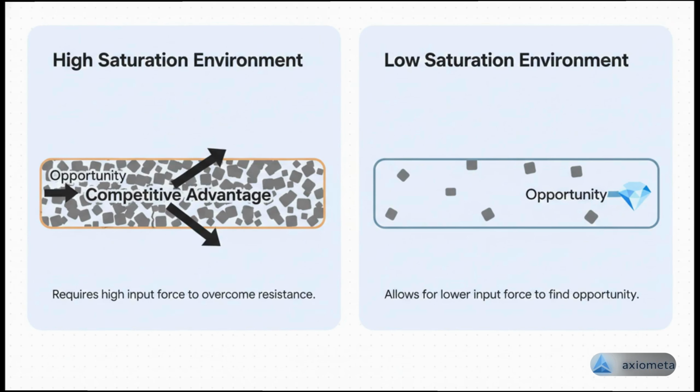Market saturation is a really critical variable that changes the system's dynamics. A high saturation environment, for instance, means high competition. It requires a strong, distinctive advantage right from the start, and it carries a much higher risk of system failure. A low saturation environment, on the other hand, often holds hidden opportunities, maybe in niche B2B sectors. It requires less initial competitive force to get the system right.